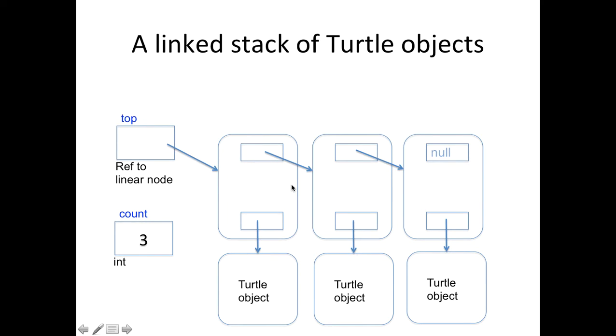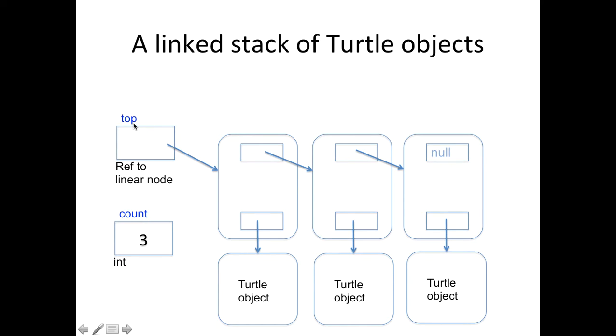Now this linear node also has a self-reference to another linear node. So this is the second node down the stack, and it contains the turtle that's second down the stack. And again, another link to another linear node. Now this is the linear node at the bottom of the stack, so the reference is null because it's not pointing to any more linear nodes, but there still is this turtle object down at the bottom.